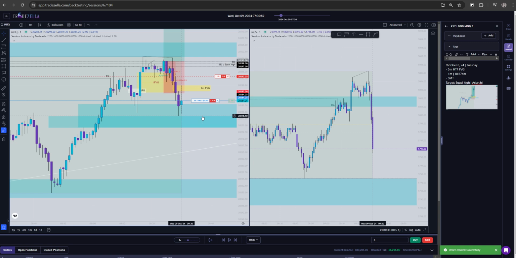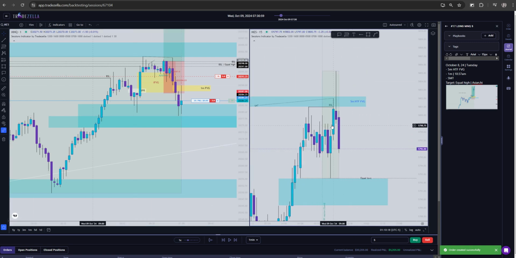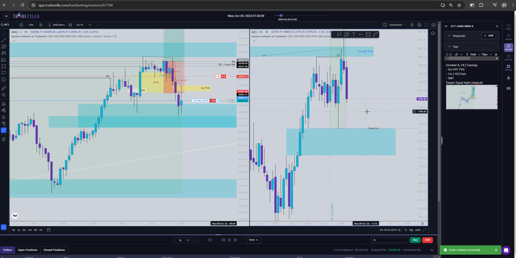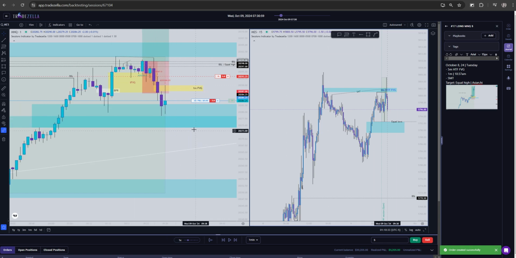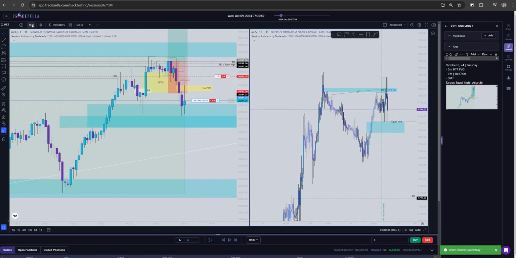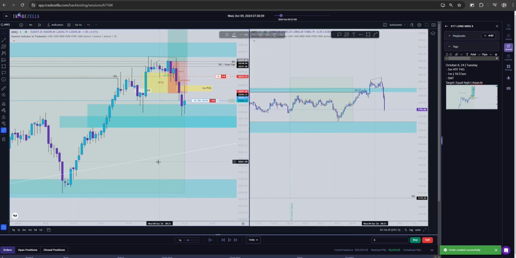Hold on. Doesn't even have, oh, I mean, it does right here. Yes, it has equal lows. I think it's meant to tap back into that and then come back up. Okay. Well, let's see what it does.